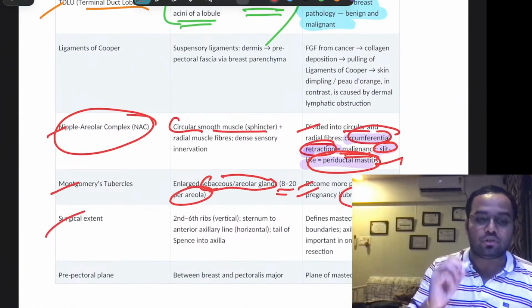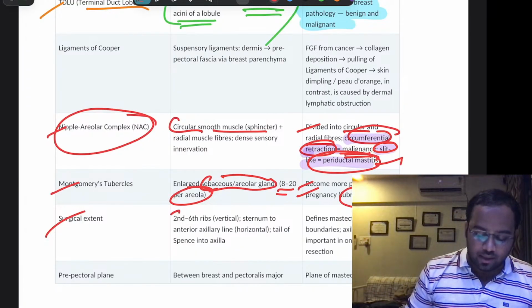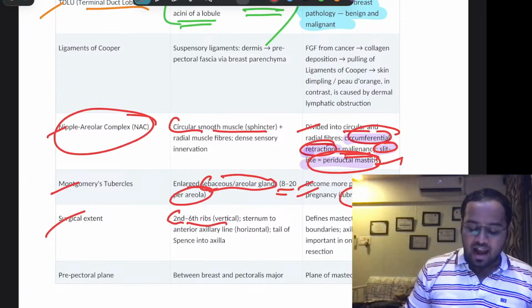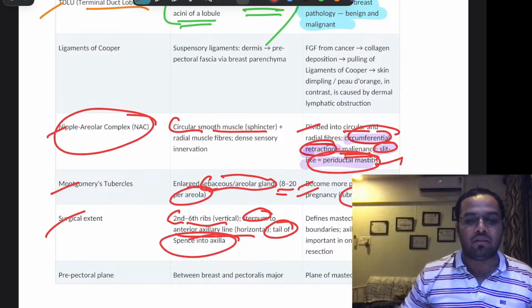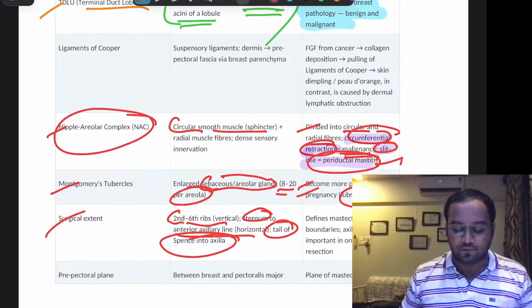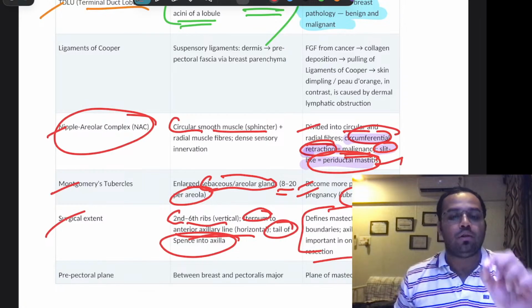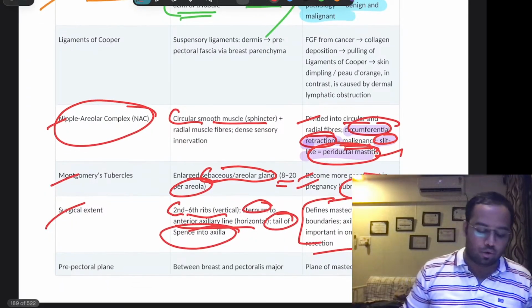So surgical extent. Always remember, this is a very important point. The breast is going to extend from the second to the sixth ribs, so second rib to the sixth rib, and from the sternum to the anterior axillary line. And always remember that something which is going to go beyond that is going to be the tail of Spence. So it defines the mastectomy boundaries. The axillary tail of Spence is always an important predictor during a malignancy resection. So never miss out on that when you are going for a mastectomy.